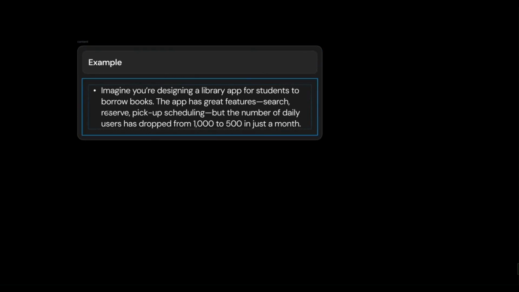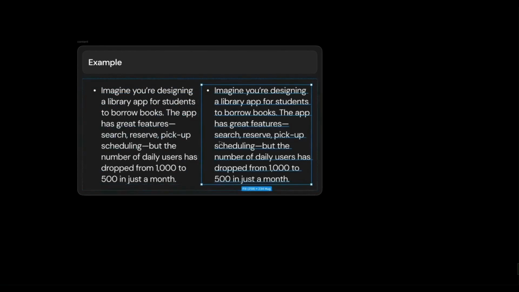Cool. Now imagine you're designing a library app for students to borrow books. The app has great features: search, reserve, pickup scheduling, but the number of daily users has dropped from 1000 to 500 in just a month. In a month, everything has dropped, guys. So you need to solve for this and find why this is happening, from 1000 to 500. Okay, now let's do one thing.